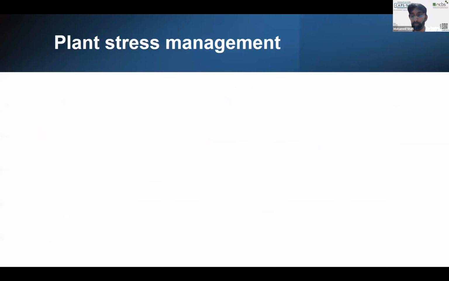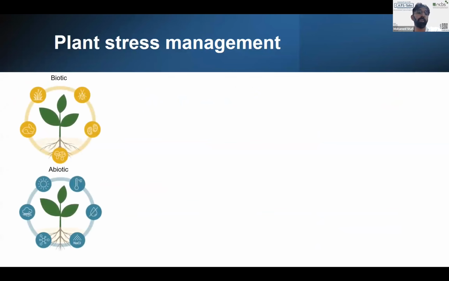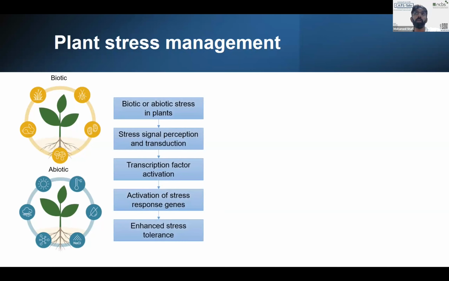Now, about plant stress management, plants are often subject to biotic and abiotic stresses. Biotic stress is caused by living organisms such as bacteria, viruses, fungi, and pathogen attack. Abiotic stresses are caused by non-living factors, such as heat, cold, or salinity. These stresses affect plants, and a cascade of events happens in the plants to cope with them.